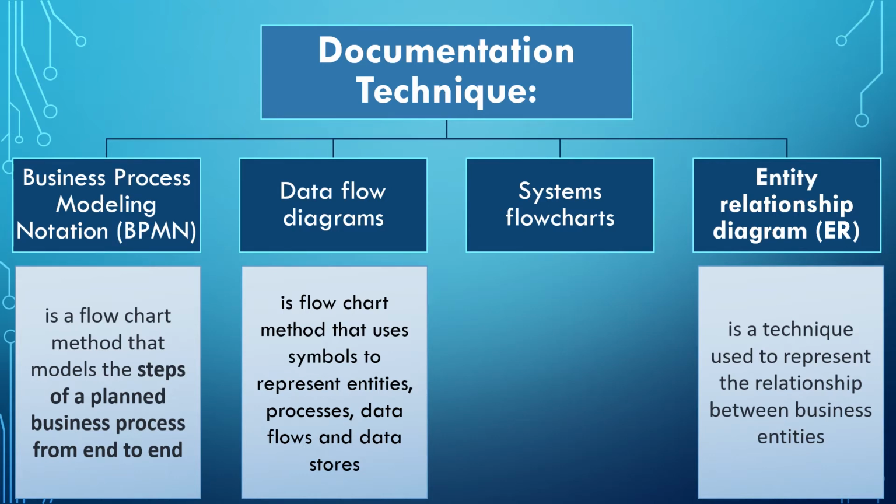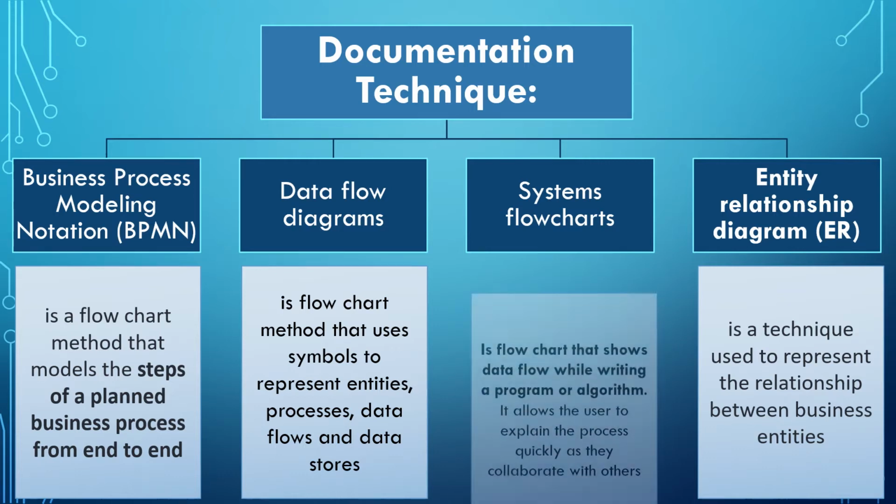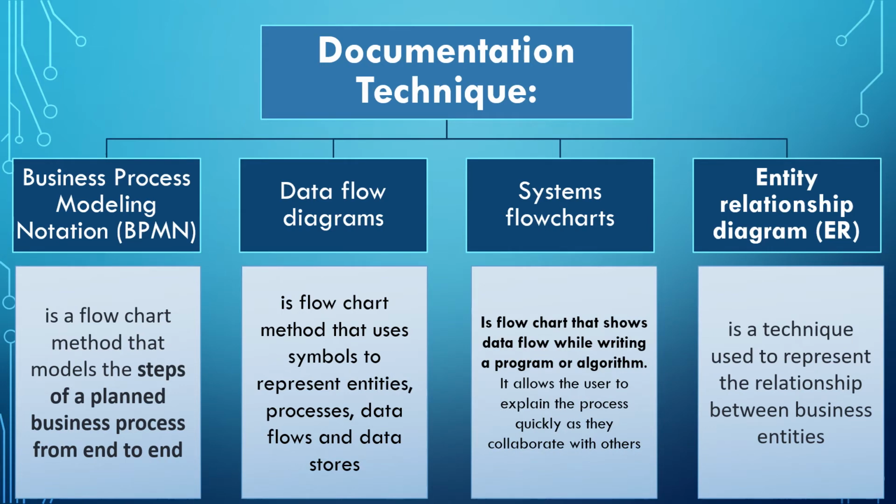That's why we will focus more on the data flow diagrams, because they also cover many processing types. And then we have the systems flowchart. A systems flowchart is a flowchart that shows data flow while writing the program or algorithm. Normally, the systems flowchart is used by IT people, by programmers. It allows users to explain the process equally as they collaborate with others.